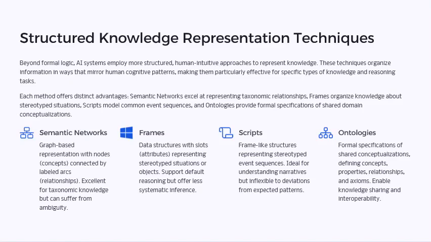A script has components like entry conditions, what needs to be true to start, results, what's true after, props, objects involved, roles, people involved like customer, waiter, and then the scenes, the actual sequence of events. So the key difference is that focus on the timeline of events. Precisely. It's about the expected progression.